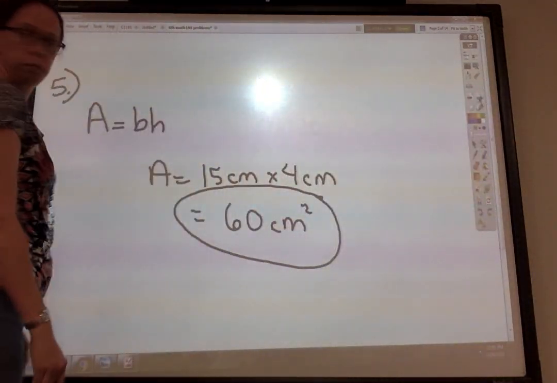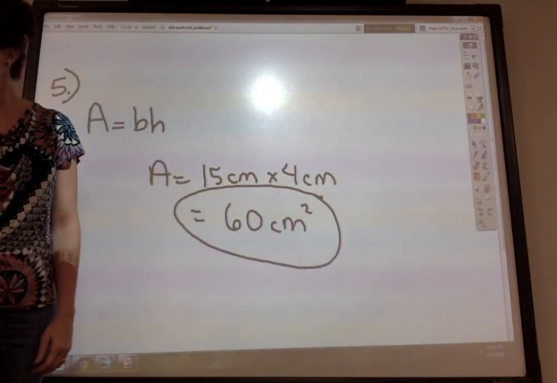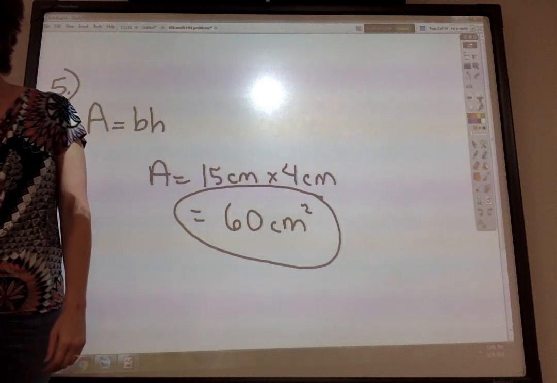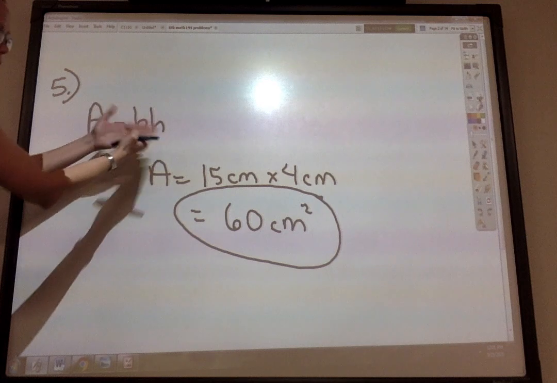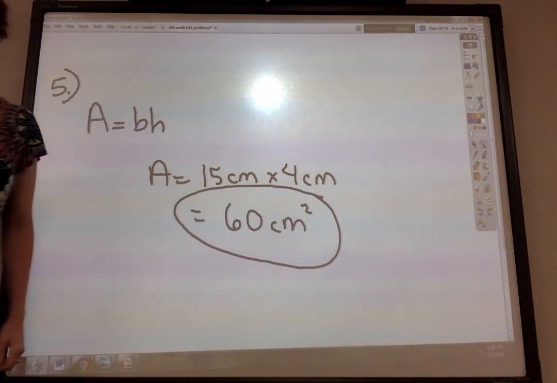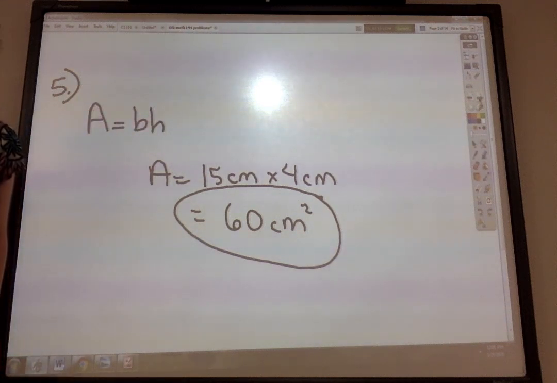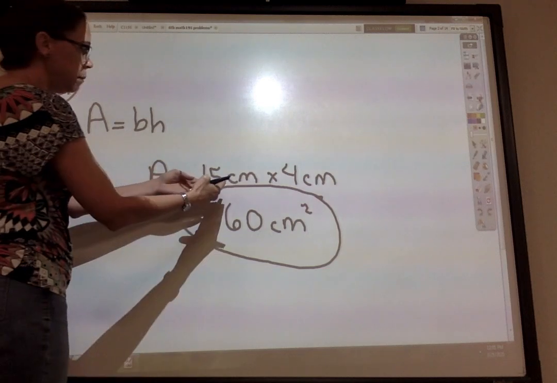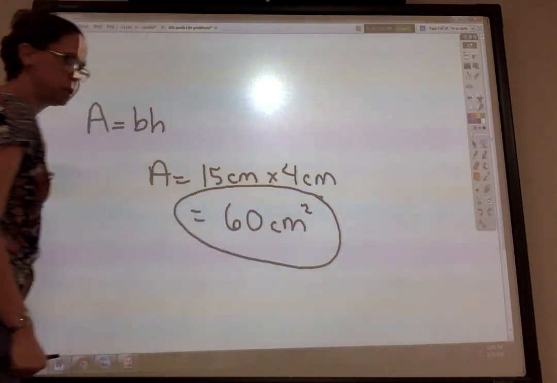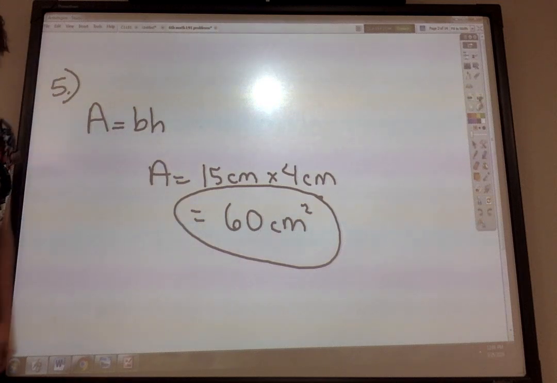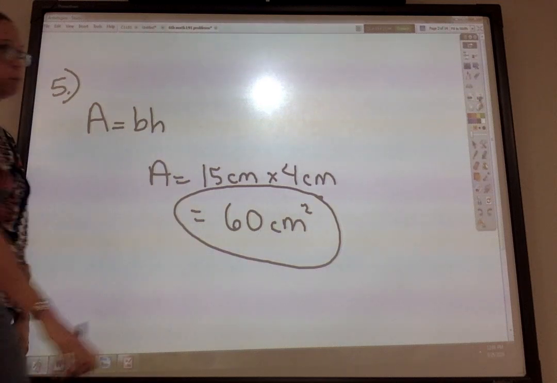Number 5 is from our lesson. Write the formula for area of a parallelogram. Area of a parallelogram is base times height. Substitute 15 centimeters for the base, 4 centimeters for the height. Base times height, 15 centimeters times 4 centimeters, and your answer is 60 centimeters squared.